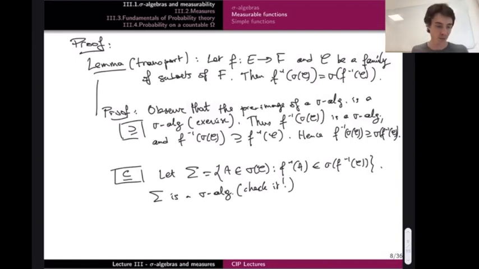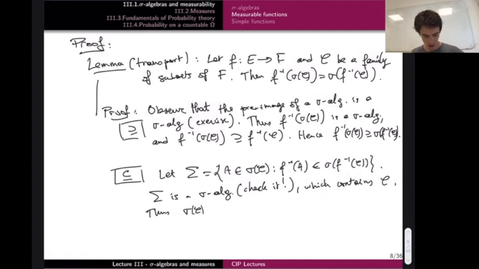Capital Sigma is a sigma algebra, and it contains, obviously, C. It actually contains sigma of C, but it contains C. Okay, thus sigma of C is included in capital Sigma, and also by definition, capital Sigma is a subset of sigma of C. So what we said is that capital Sigma actually is equal to sigma of C.